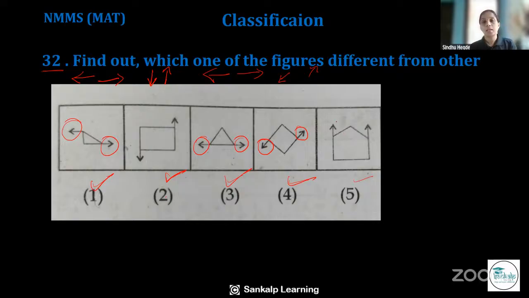Come to the fifth image. Here it contains two arrows. Both show the same direction. So this one is different from the rest of the figures. It does not follow the pattern. Fifth one. Here both the arrows face the same way. They don't follow the opposite direction pattern. So here image 5 is our answer.